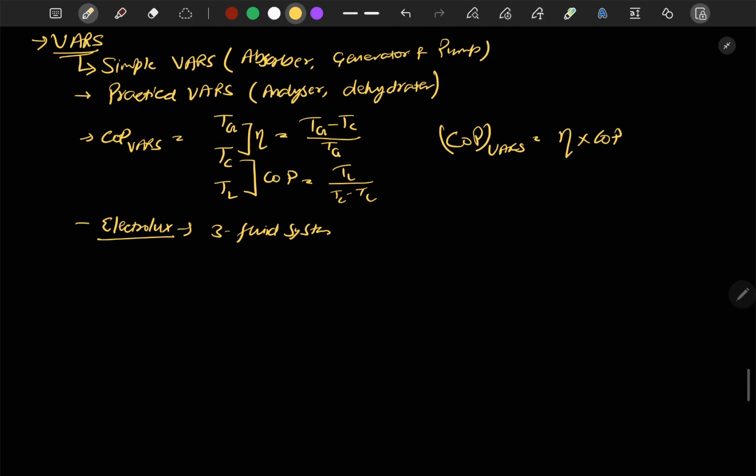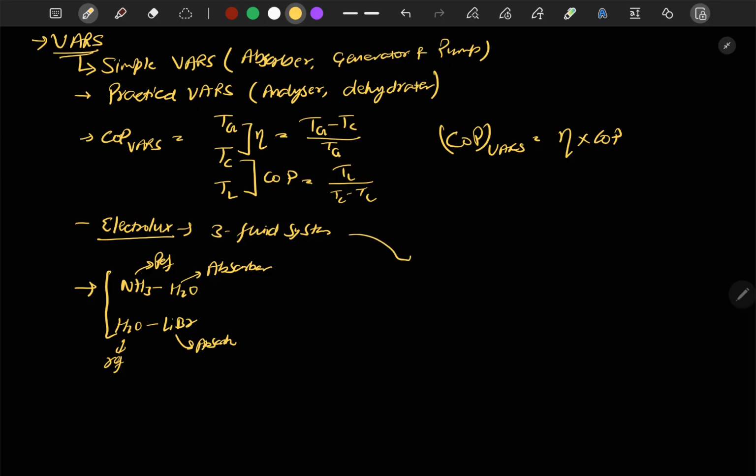There are some basic combinations which are used in VRS. The most common types used are ammonia water, NH3 H2O, and lithium bromide water, H2O LiBr. These two are most generally used. Here NH3 is the refrigerant and water is the absorber. Similarly here water is the refrigerant and lithium bromide is the absorber.